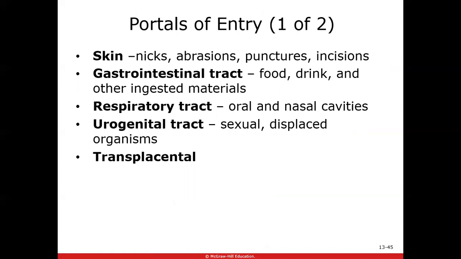That's like this coronavirus that we're dealing with currently, in 2020. You get exposed through mucous membranes in your mouth, your nose, and actually your eye as well. Any mucous membrane. And then you can get it through your genital tract, through sexual contact. Displaced organisms that should not be there can actually cause it. Transplacental infections cross through the placenta and get to the baby.